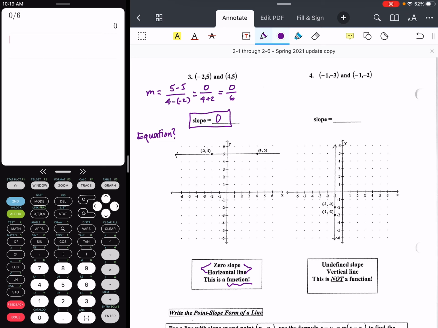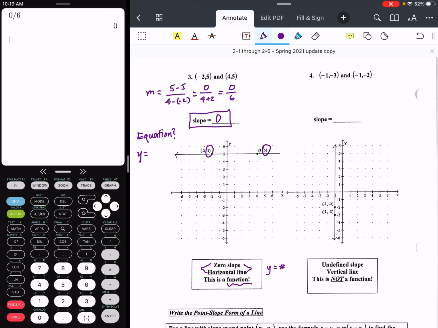any horizontal line is going to have an equation in the form y equals some number. So y equals 2, y equals -5, y equals 7, y equals pi, right? So if I wanted to write an equation of this line, it would be y equals, and then look at my two y coordinates. Y equals 5 in the first point, y equals 5 in the second point. That's because for this equation, y always equals 5.